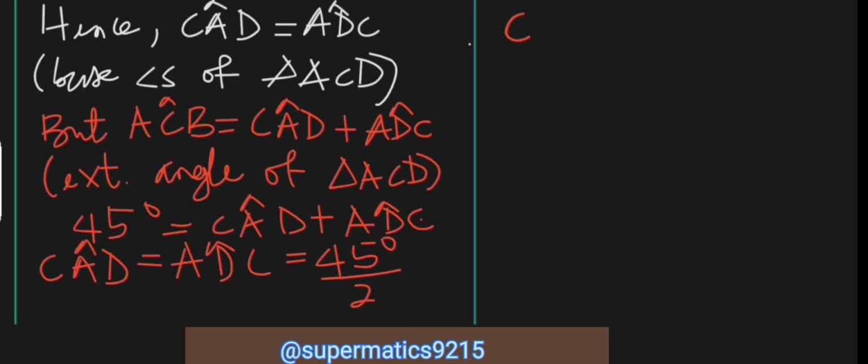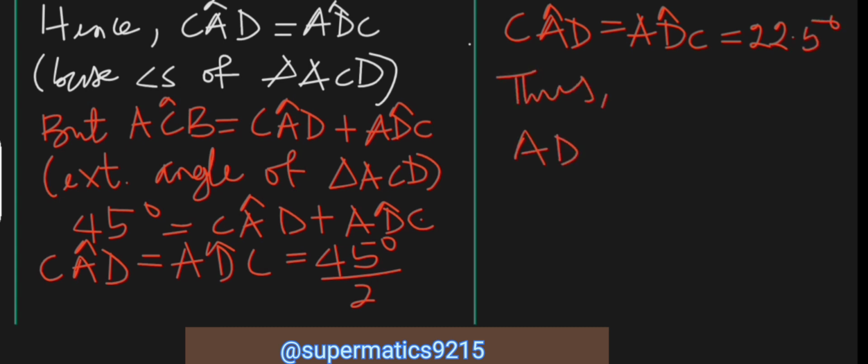Hence, CAD is equal to ADC, which is 45 degrees divided by 2. That is, CAD is equal to ADC, which is 22.5 degrees. Thus, ADC, which is X that we have to look for, is 22.5 degrees. We believe you have learned the strings of geometrical facts needed to solve this question.